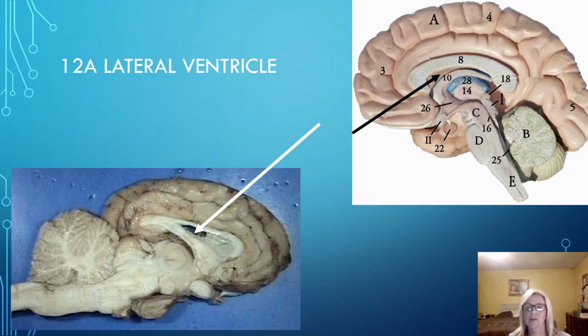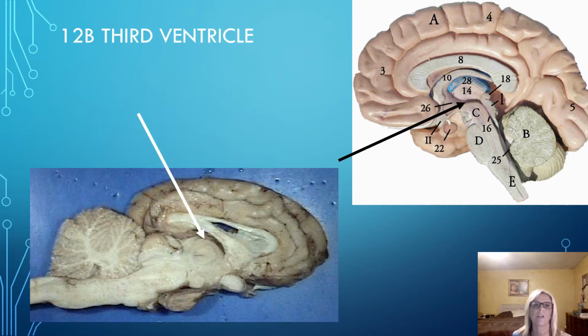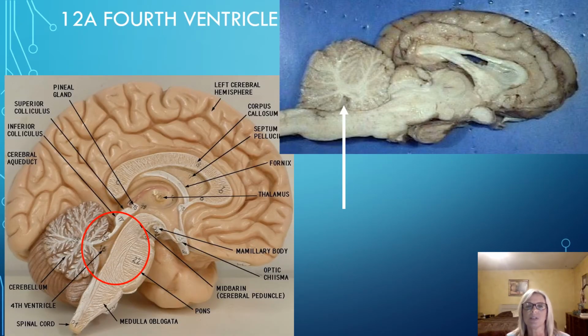Next, we have the lateral ventricles. There's two, a right and left, and these are the two largest cavities in the brain, and these ventricles all connect and contain cerebral spinal fluid. Here we have the third ventricle, and then here you can see the fourth ventricle. This is the smallest. So we have the right and left, the lateral, then we have the third ventricle, and then the fourth ventricle, and you do need to know the locations of these.